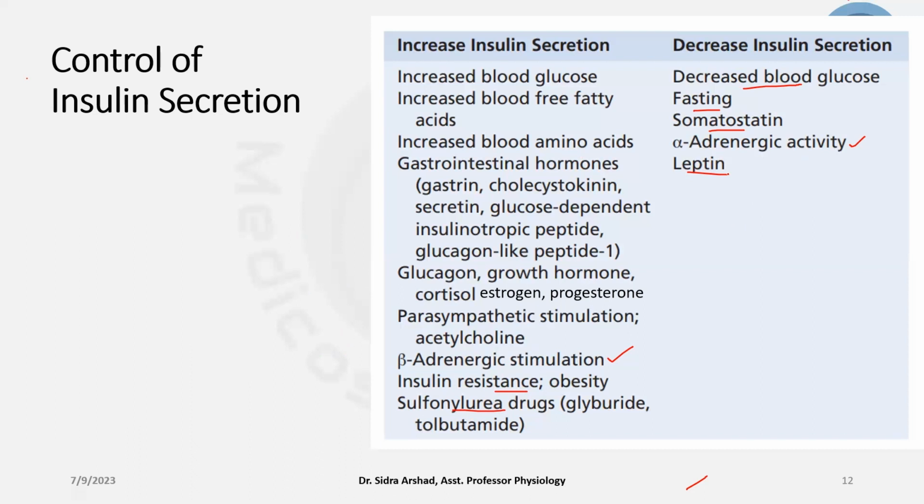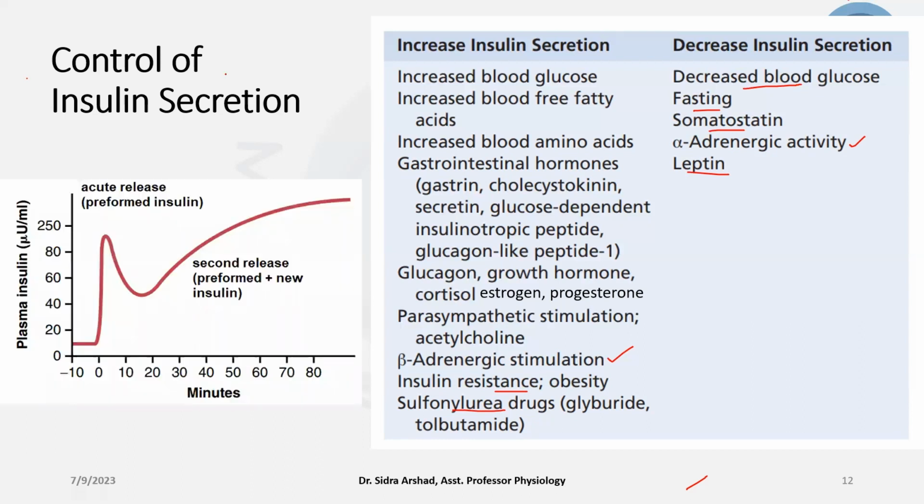So this is how the control of insulin secretion is brought about with these factors. There is an interplay involved depending upon the metabolic state the body is in at that moment. This concept is important over here, that the main factor which is involved in the secretion of insulin is the increased blood glucose level.